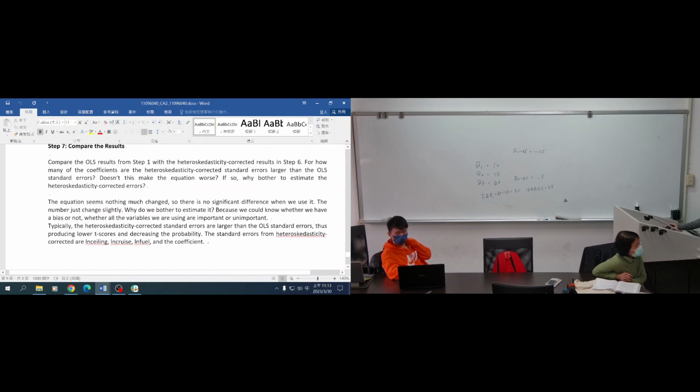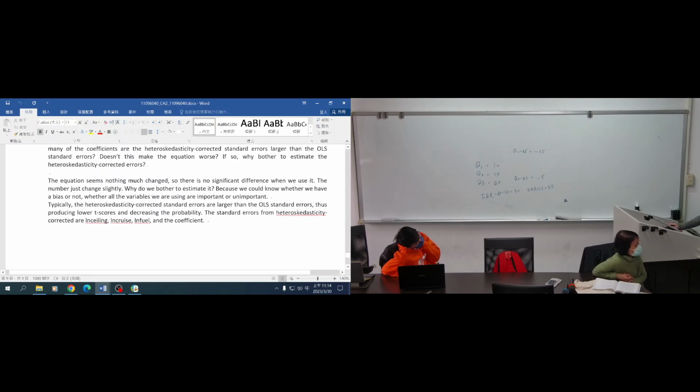And the comparison result. The equation seems to have changed little, so there is no significant difference when we use it. But because the numbers changed only slightly, why do we bother to estimate it? Because we could know whether we have a bias or not, and whether all the variables we use are important or unimportant. Typically, the heteroscedasticity corrected standard errors are larger than OLS standard errors, so it might produce lower t-scores and decrease the probability as well.